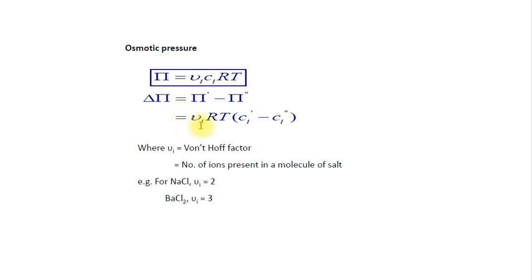Okay, so it can be calculated like vi RT (ci dash minus ci double dash). Here ci dash is the concentration of salt in the feed side, and ci double dash is the concentration of salt in the permeate side. Vi is the Van 't Hoff factor, which is equivalent to the number of ions present in the molecule of salt. So if it is NaCl salt, the vi value is 2. If it is BaCl2 salt, the vi value is 3. In this way you can calculate the value of vi.